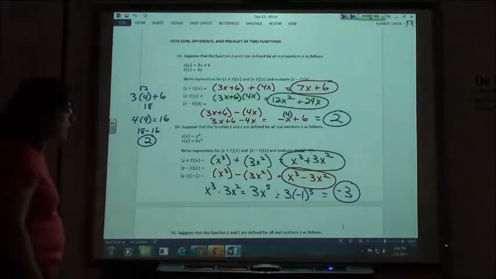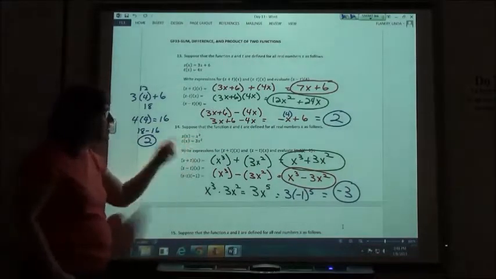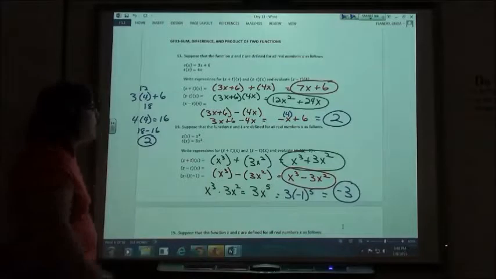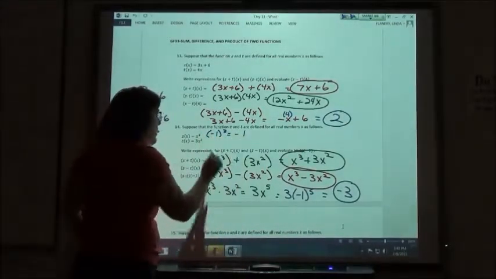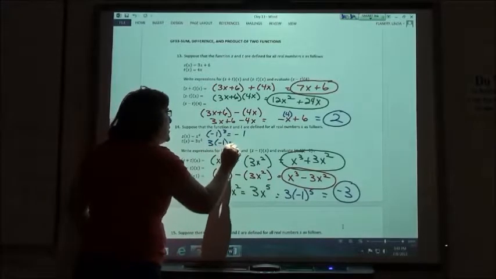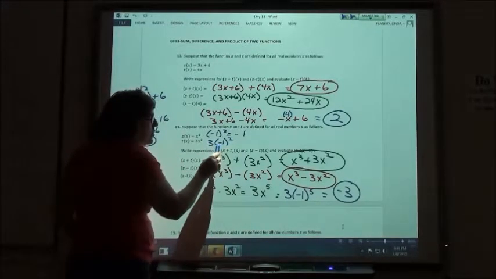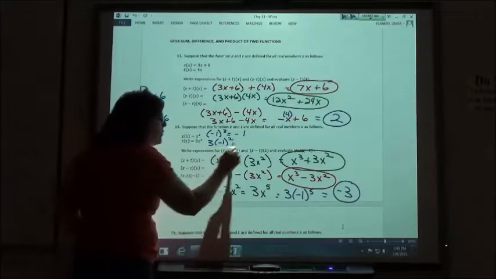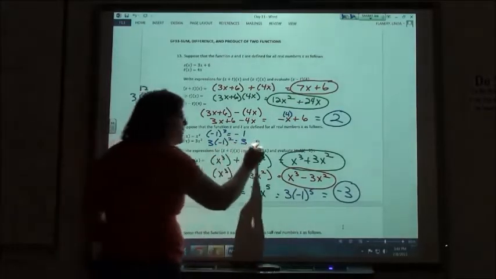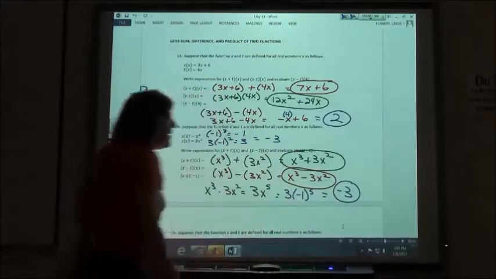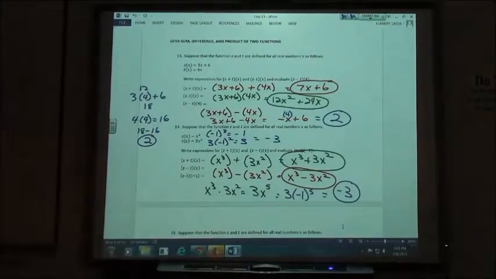Same thing here. I could have put the negative 1 in each of these separately and then multiplied my answers. Negative 1 cubed is negative 1. 3 times negative 1 squared: negative 1 squared is a positive 1, and 1 times 3 is 3. And then multiplied my answers. Negative 1 times 3 gave me that same answer of negative 3. So if you want to double check, you can do it both ways.